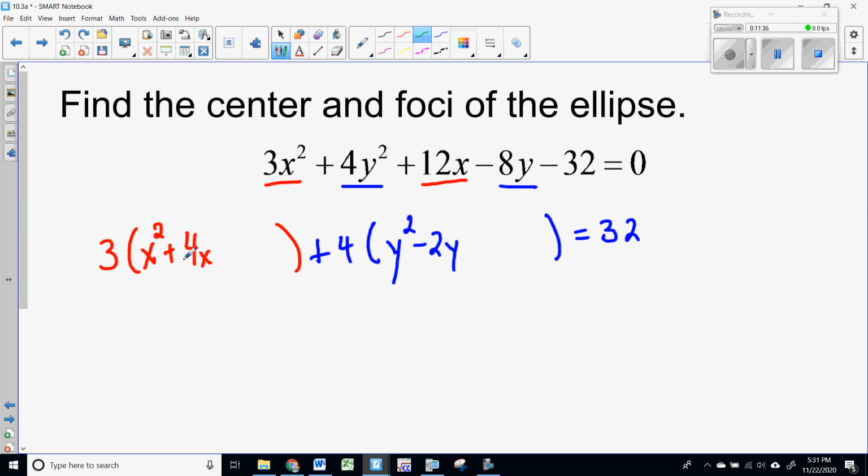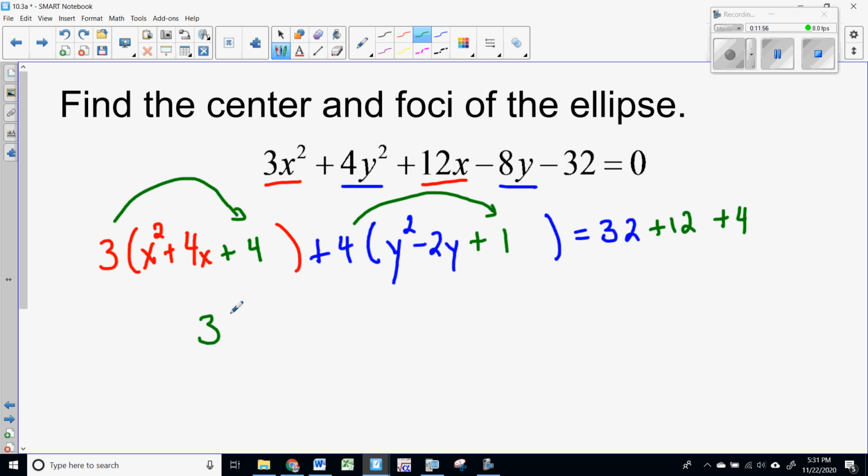Next, we complete the square. Half of 4 squared is 4, but I actually added 3 times 4, so I need to add 12. Half of 2 squared is 1, so I add 1, but I've actually added 4, so that's plus 4. So this gives me 3(x plus 2) squared plus 4(y minus 1) squared.